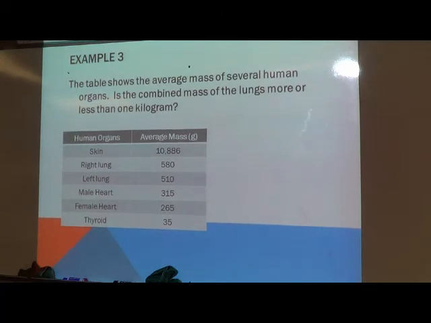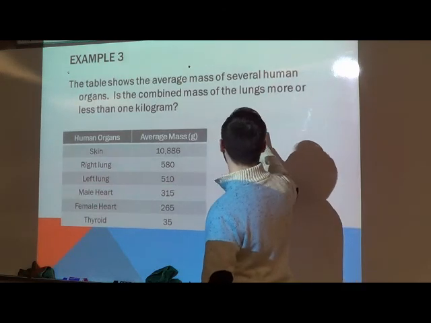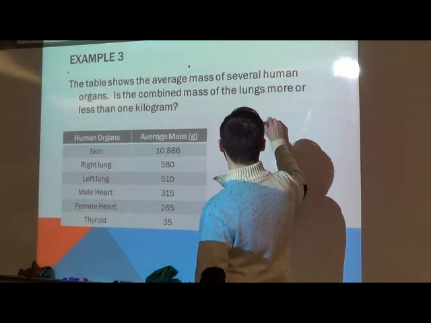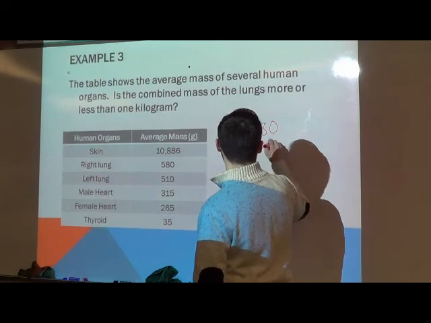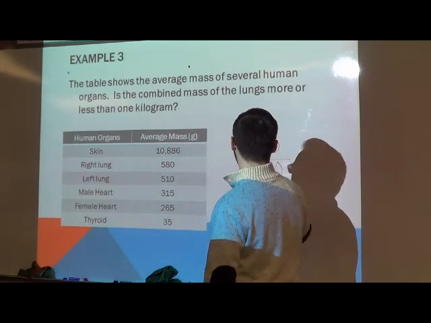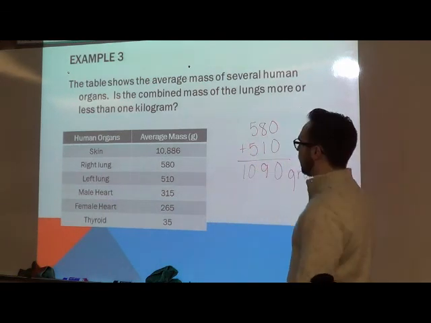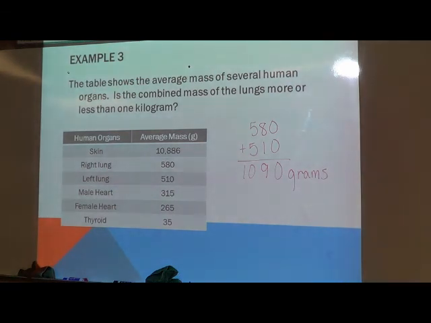So this is talking in grams. So they want the combined mass of the lungs. Well, the right lung and the left lung is 580 plus 510. When I add those together, I get 1,090 grams. Well, that kilo means 1,000. Now, we haven't really worked on conversions yet with these. That's going to be in the next section. But a kilogram is 1,000 grams.